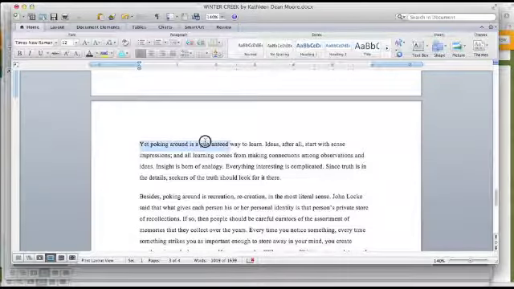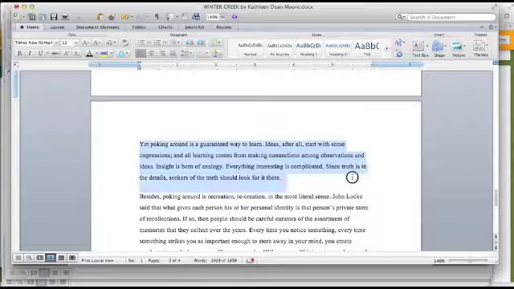Yet poking around is a guaranteed way to learn. Ideas, after all, start with sense impressions. And all learning comes from making connections among observations and ideas. Insight is born of analogy. Everything interesting is complicated. Since truth is in the details, seekers of the truth should look for it there.